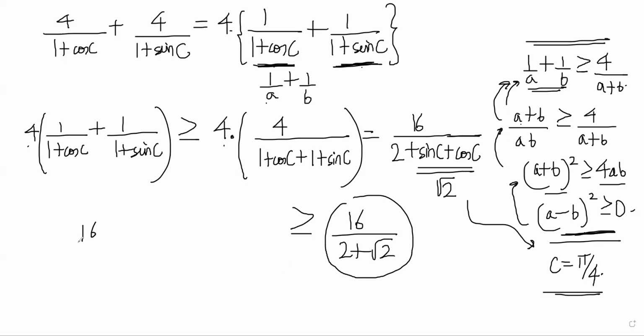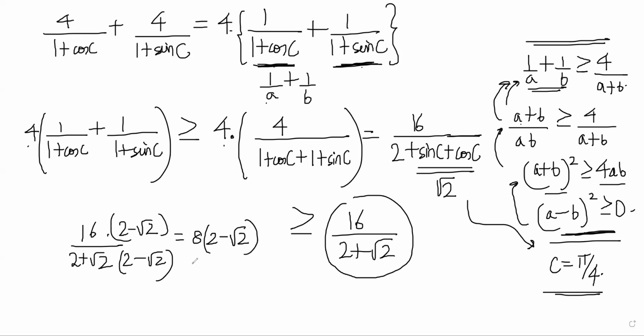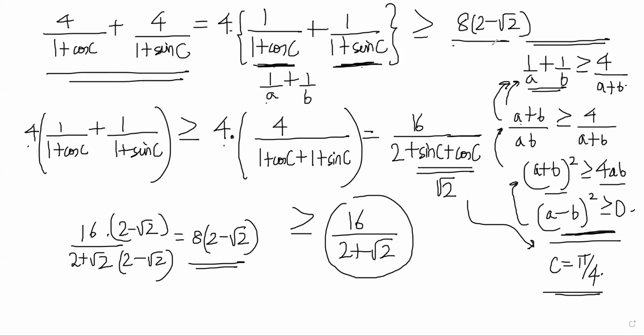If I rationalize this, 16 by 2 plus root 2 multiplied by 2 minus root 2 up and down, you will end up getting 2 minus root 2 into 2 plus root 2 is 4 minus 2. So that is 2. So this will be 8 into 2 minus root 2, right? So ultimately what we are getting is that this thing is greater than or equal to 8 into 2 minus root 2. And the equality happens when c is equal to pi by 4. And earlier we had already established that a must be equal to b for equality to happen, right? I hope you have understood what is happening here. Correct. Let's go on to the next one.